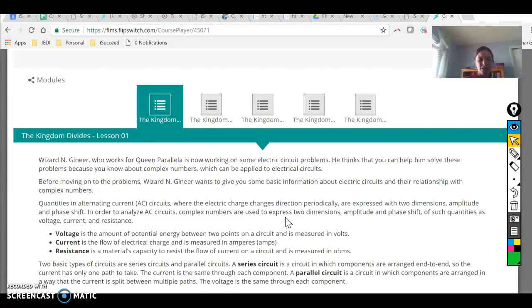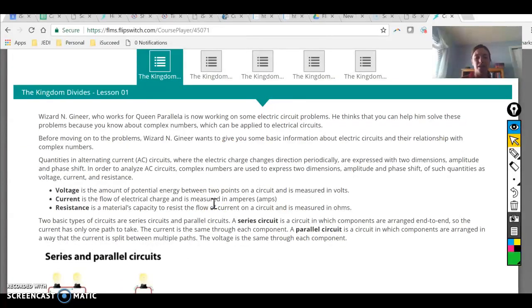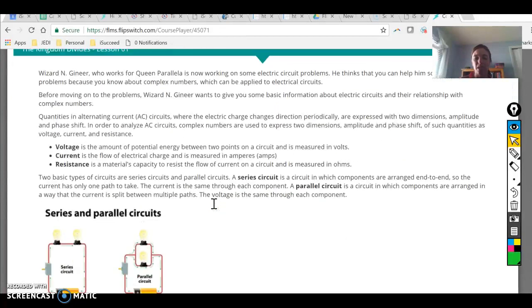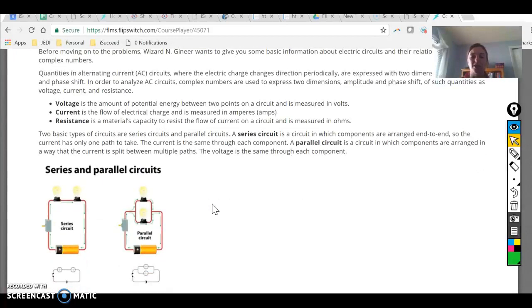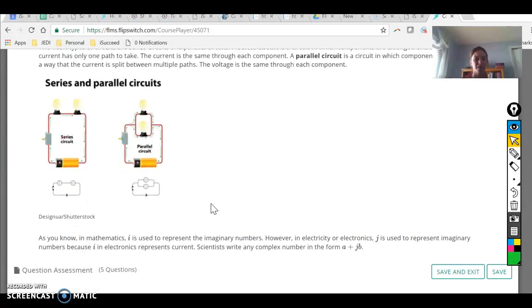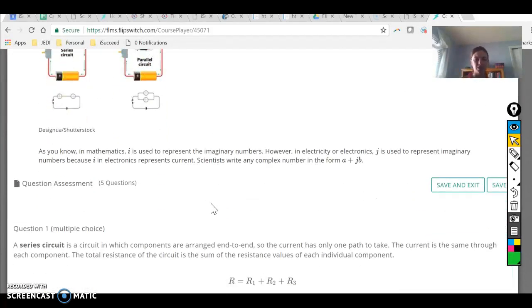2 basic types of circuits are series circuits and parallel circuits. A series circuit is a circuit in which components are arranged end to end so that the current only has one path to take. The current is the same through each component. A parallel circuit is a circuit in which components are arranged in a way that the current is split between multiple paths, and the voltage is the same through each component. So the current is the same with the series, and the voltage is the same with the parallel. All right, so let's go ahead and solve these problems.